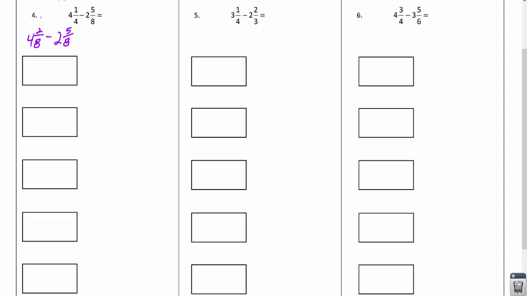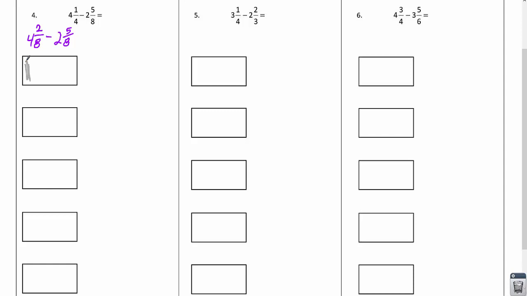Now, as soon as we do that, we can see that we've got a problem. I was trying to fix my 2 there, and I only made it worse. Let's see if I can make a better 2. There we go. We're trying to take 5/8 away from 2/8. We can see that that's going to be an issue. So we know we're going to rename something.